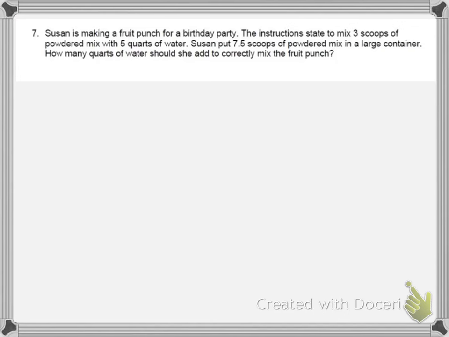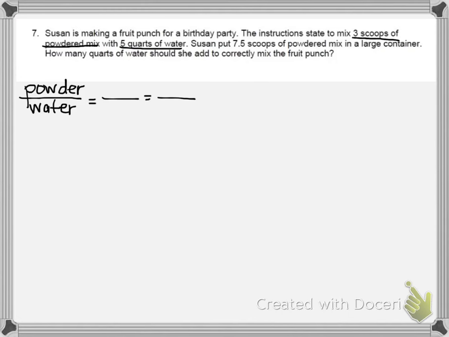So first we need to identify what exactly we are comparing. Well, it tells us that Susan is going to make punch, so she is going to mix scoops of powdered mix with quarts of water. So the two things I'm comparing are the powder mix and the water. It is important that you label when you set your proportion up so that you know where to place your numbers that you got from your story.